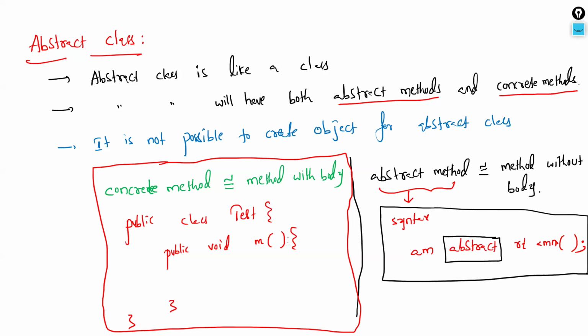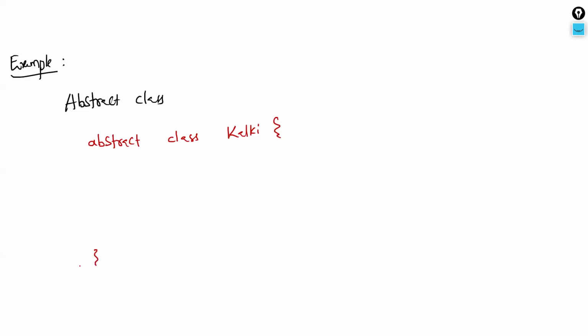First, I'll give the syntax of an abstract class. So first, if you go for one example, what is an abstract class? A class with the abstract keyword: abstract, followed by class, then the class name, then the class body. This is the syntax of an abstract class. The class name is whatever, it's our choice. So this is an abstract class.